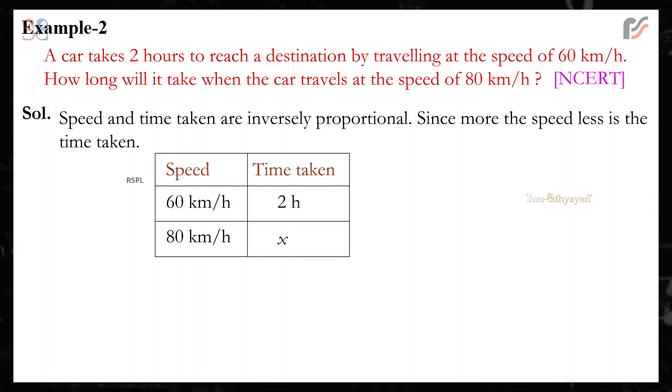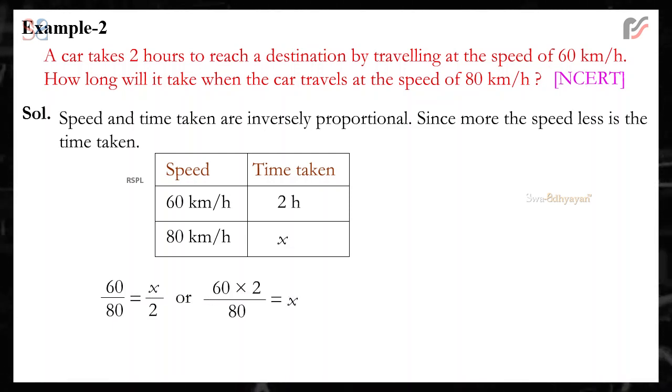Speed, time taken. 60 km per hour, 2 hours. 80 km per hour, x. 60 upon 80 is equal to x upon 2, or 60 into 2 upon 80 is equal to x. So x is equal to 1.5 hours.